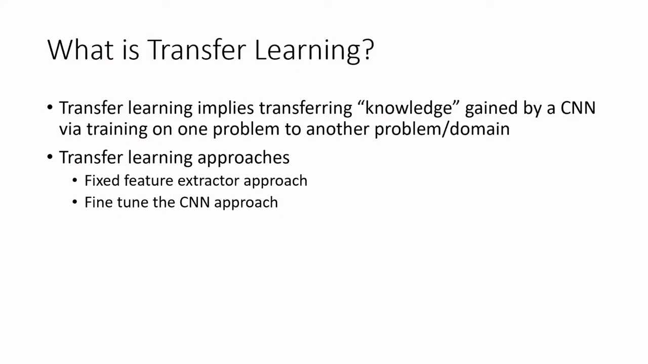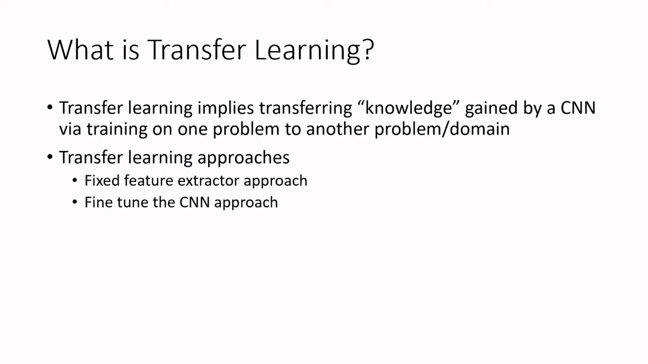So let's see what is transfer learning. As the name implies, transfer learning actually transfers knowledge gained by a convolutional neural network via training on one problem to another problem or another domain. So basically, you start with an existing trained network, and whatever knowledge that trained network has captured, you try to transfer that knowledge to another application or another problem.